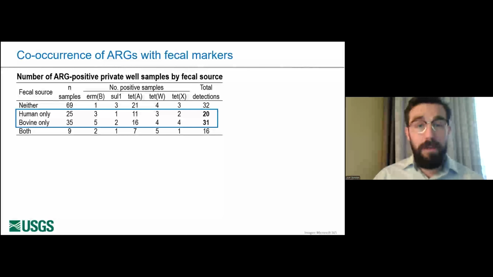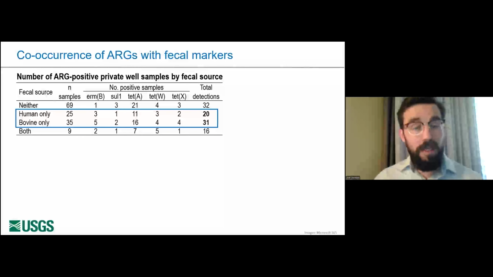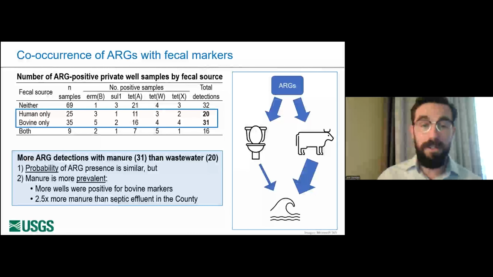The second way I want to look at these data is to take away the percentages and just look at the raw counts of positive samples, focusing specifically on the comparison of human versus bovine, because that was one of our key objectives. And so we see human, 25 samples were positive, bovine more were positive at 35. And then for each of the individual gene targets, there are a couple more detections associated with bovine manure. And then when you get to the end of the column for total detections, we see that there were more ARG detections associated with manure than with wastewater.